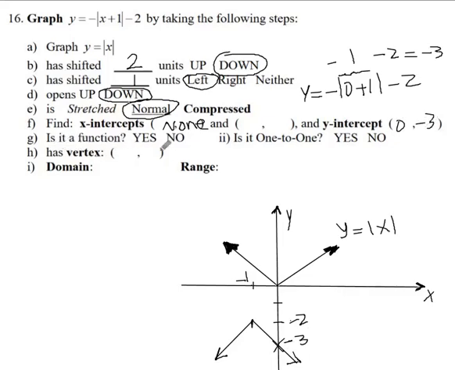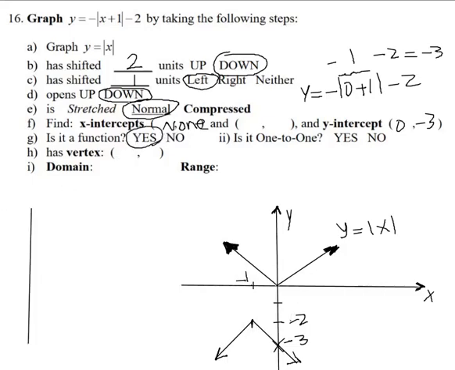Is it a function? We can use the vertical line test to see if it's a function or not. If I take a vertical line and move that line through my graph, if this vertical line intercepts my graph at one point and one point only, it is a function, so that it is. So the answer is yes.